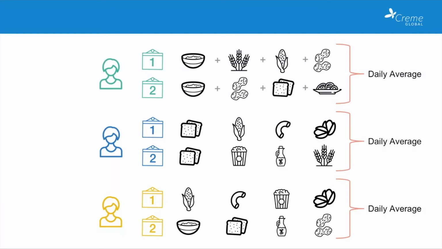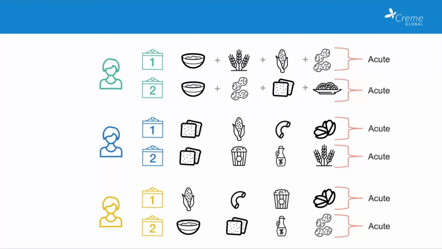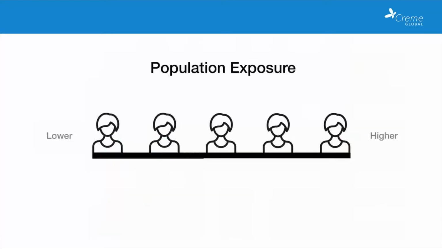And that's usually what we compare to a chronic reference dose from toxicology. We can also look at their acute exposure, so that's each single day of exposure, which is like the peak of exposure, and you compare that to something like an acute reference dose. And you do that thousands, tens of thousands, or millions of times. These are called iterations of a probabilistic model.